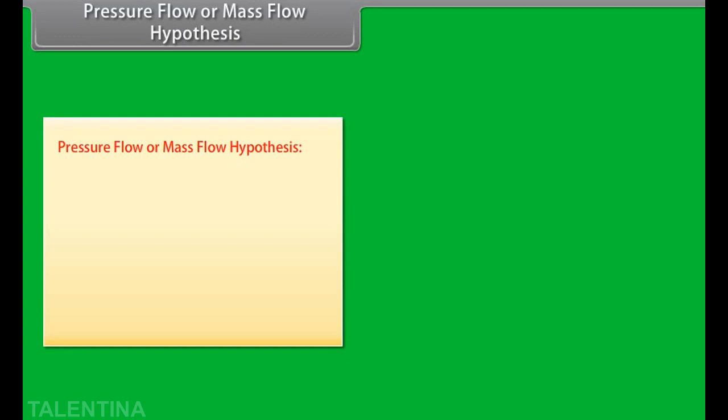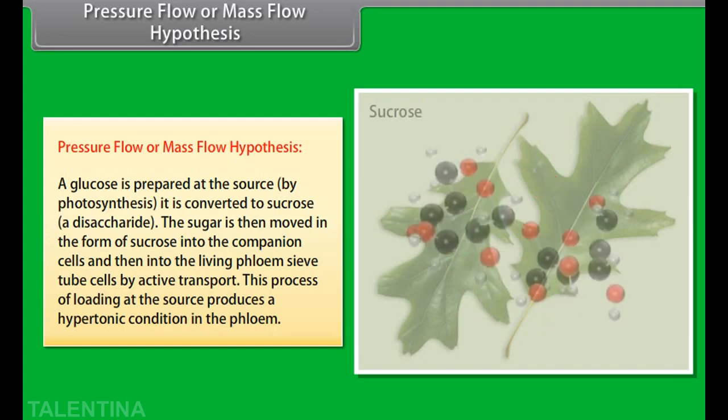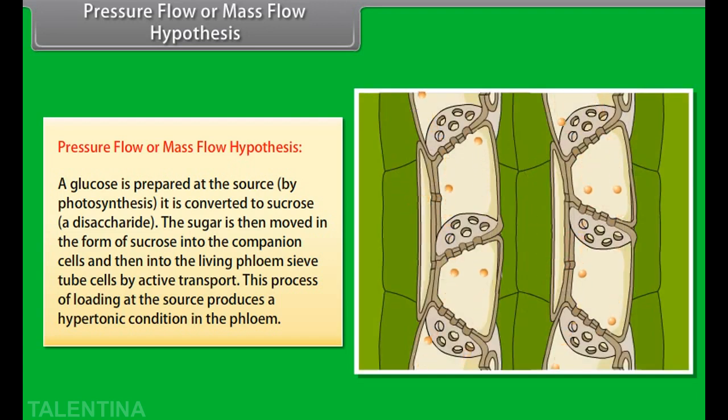The pressure flow or mass flow hypothesis is the accepted mechanism used for the translocation of sugars from source to sink. Glucose is prepared at the source by photosynthesis. It is converted to sucrose. The sugar is then moved in the form of sucrose into the companion cells and then into the living phloem sieve tube cells by active transport. This process of loading at the source produces a hypertonic condition in the phloem.